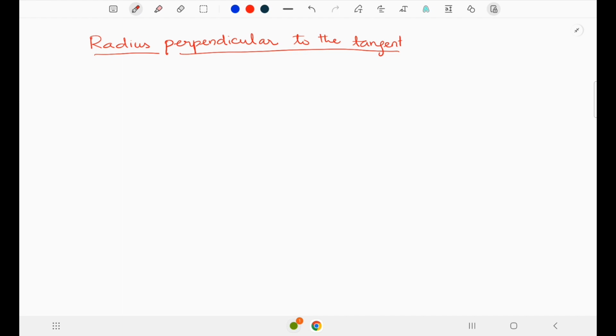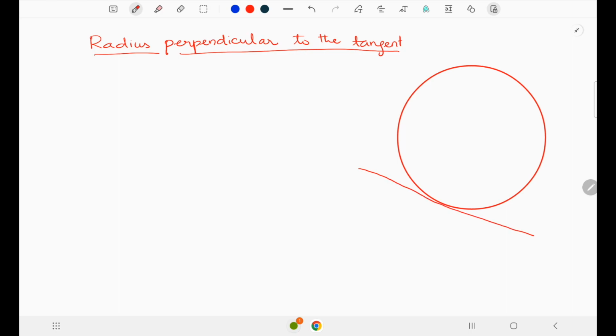Radius perpendicular to the tangent. So first I explain what is a tangent. Suppose we have a circle. Tangent means it is a line passing through the circumference touching at a point is called a tangent.